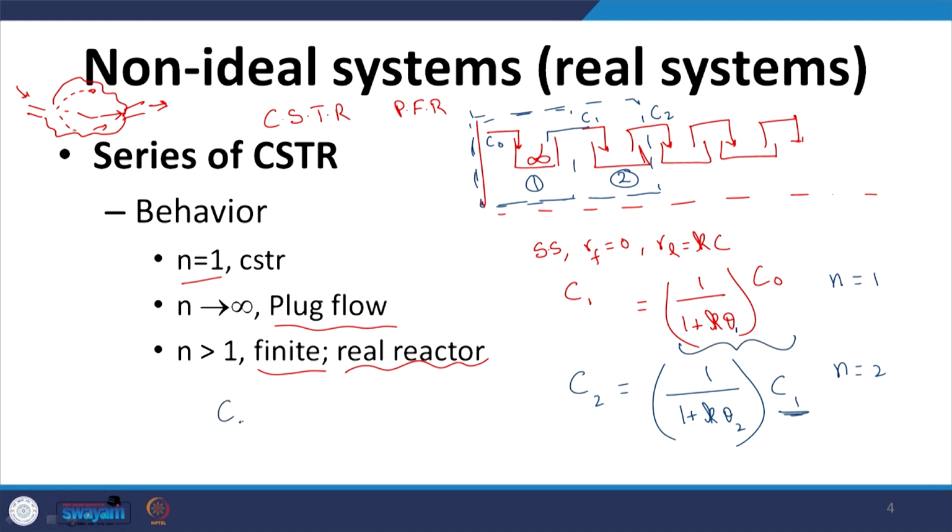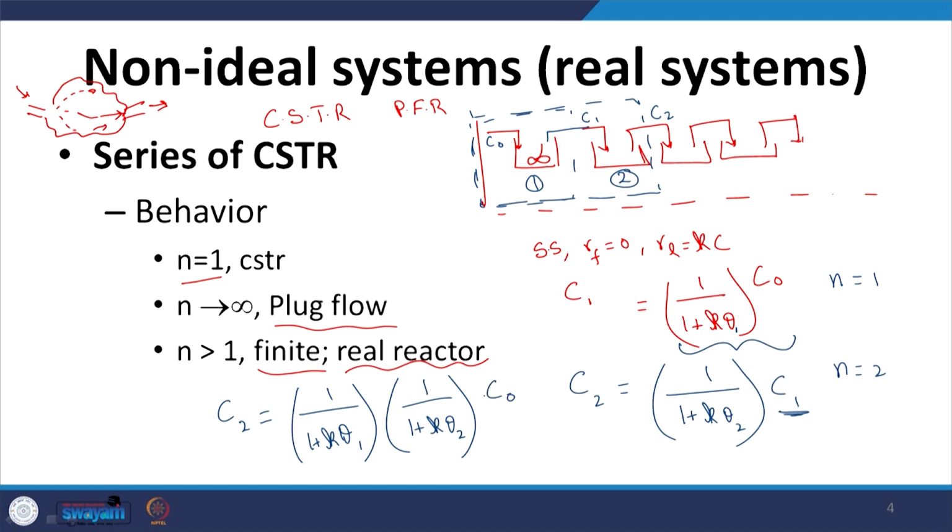So, C2, which is nothing but the outlet from my whole 2 CSTR in series system, is equal to 1 by 1 plus k theta 1. Again guys, you do not need to mug anything up here. Typically in our exams, I am going to give the relevant formulas and you are going to be able to solve it. You just need to display that you have an understanding of the relevant system.